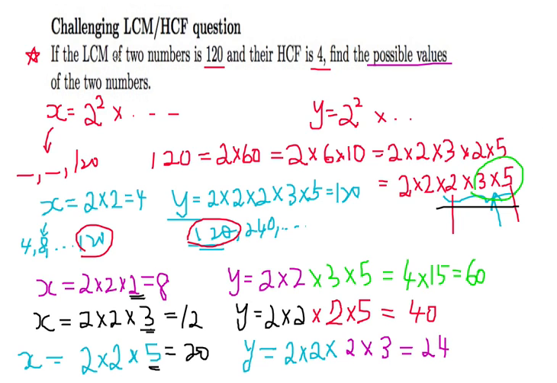So all these are the sets of numbers for the answer: 8 and 60, 12 and 40, 20 and 24, 4 and 120.